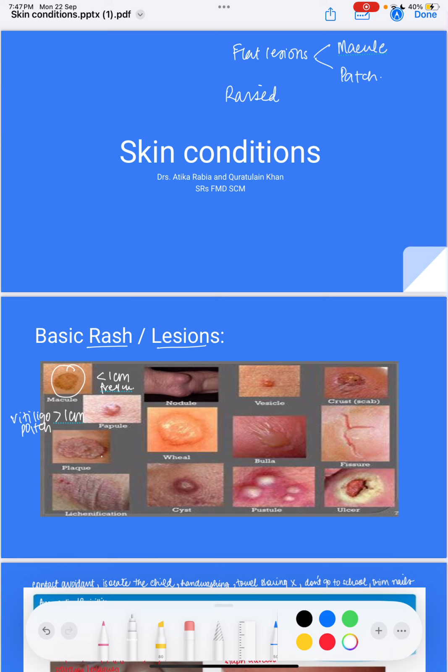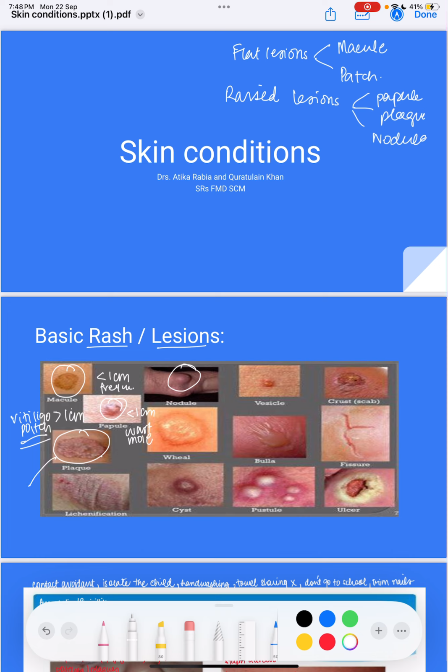So then let's talk about raised lesions. And in raised lesions we have three options. The first is a papule, the second is a plaque, and then the third is a nodule. So let's just look at a papule. Patch is just a bigger flat lesion. A papule, on the other hand, is a raised lesion. A plaque is also a raised lesion, and a nodule is also a raised lesion. But the difference is that a papule is less than 1 centimeter. So an example of this would be maybe a wart or a mole, also called a nevus.